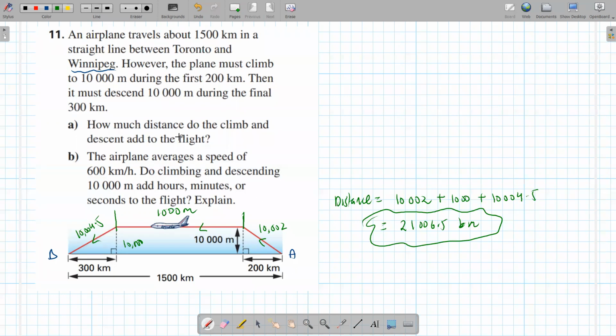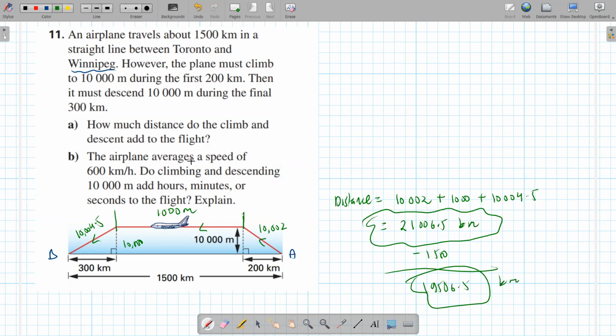So how much did that climb add? You just subtract 1,500 and that'll be the excess distance that it had to travel. 21,006.5 minus 1,500, and that's gonna be 19,506.5 kilometers. This is the excess distance, yeah? Okay. Let's look at part B.